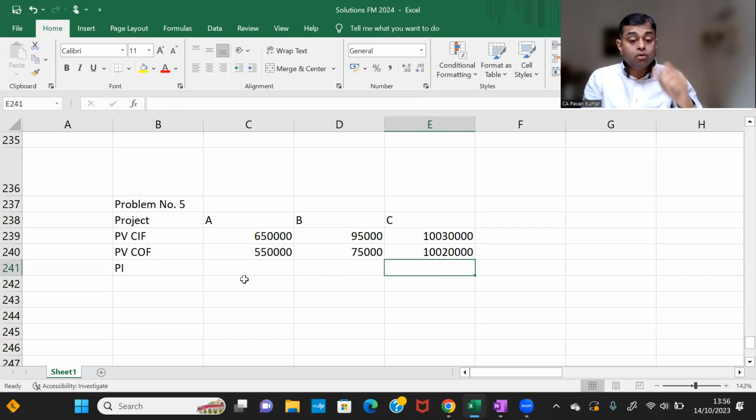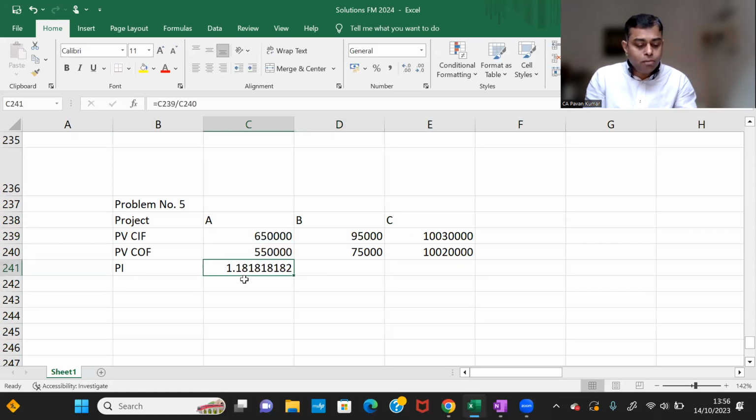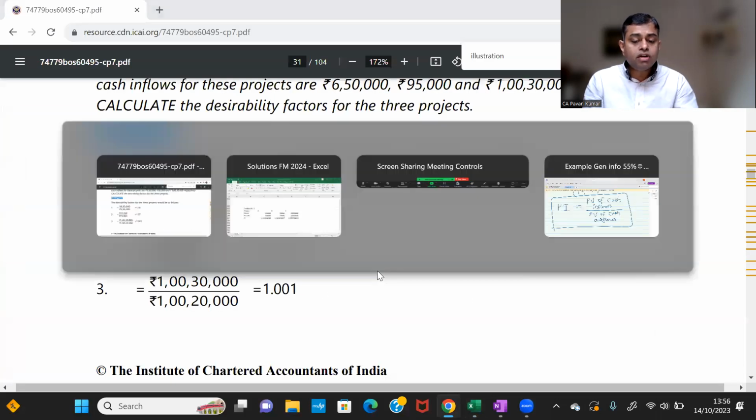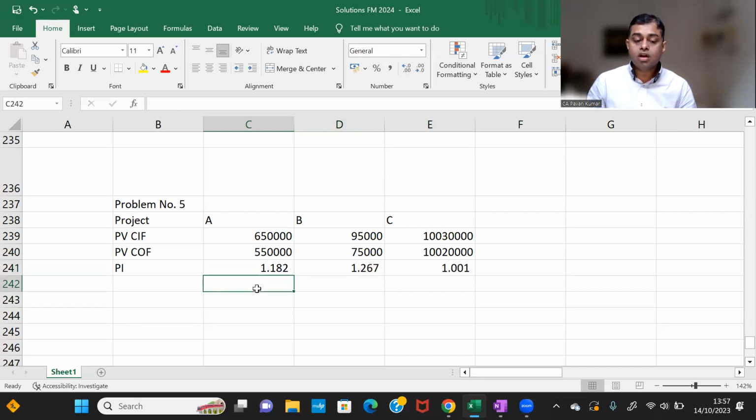Correct? No. Profitability index is, there is a reason why I am solving this problem on the board. So these are the answers you got, 1.001. We'll round off these things. So these are the answers you got. Okay.